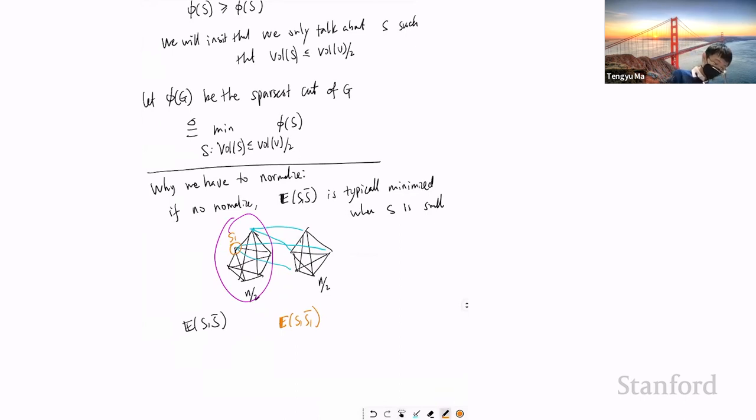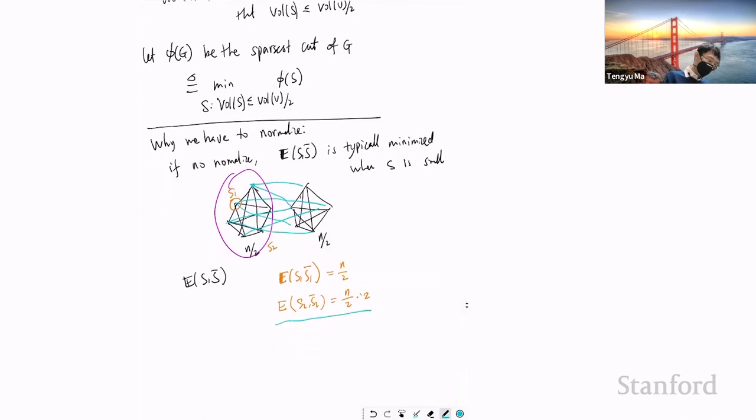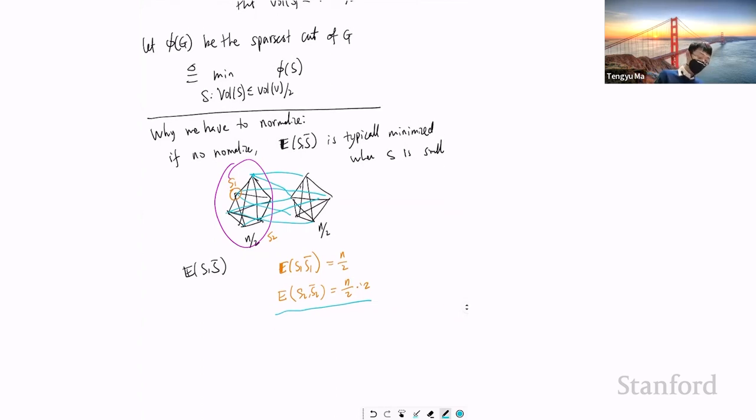This is n over 2. But the good cut, let's say the good cut is S2. So E of S2, S2 bar is definitely bigger than n over 2, because you have n over 2 times the number of edges per node, something like 2 here. I'm drawing basically two edges per node. So even though it sounds like you should get S2, if you use the unnormalized version, then you would get S1.